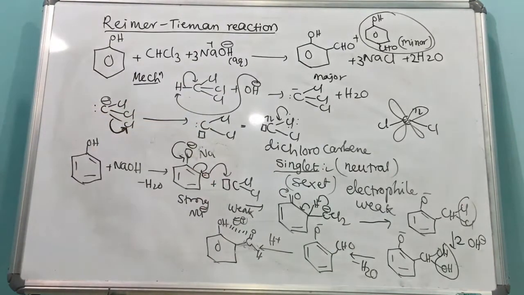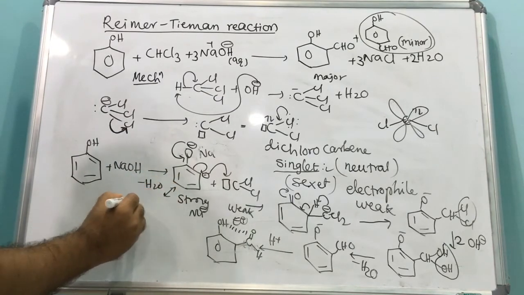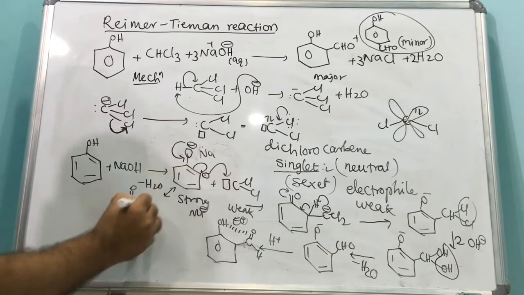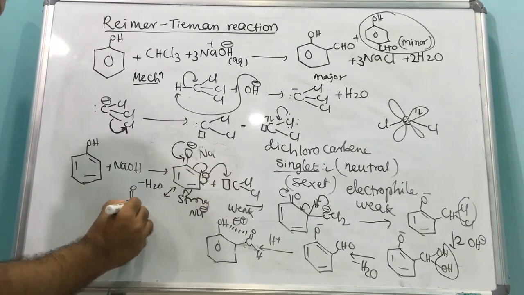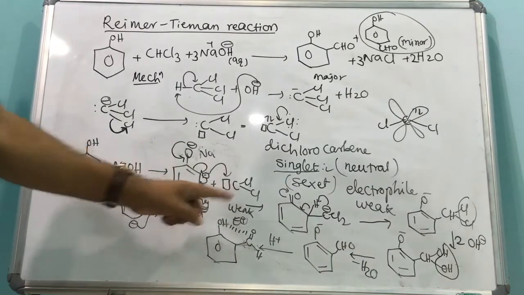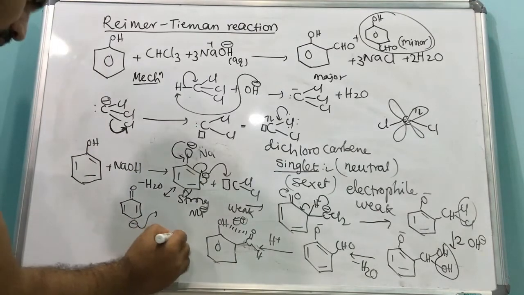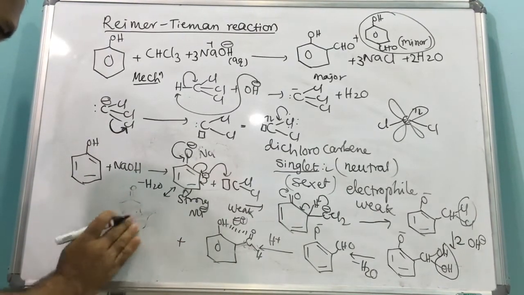It can form at the para position also. When it forms at the para position, I will show the resonance structures here. If double bond O here and this negative charge comes here and then comes here, then here negative charge, double bond. This will be added to the dichlorocarbene, that will form. So therefore we will get the para position also. Then we will get the para product.